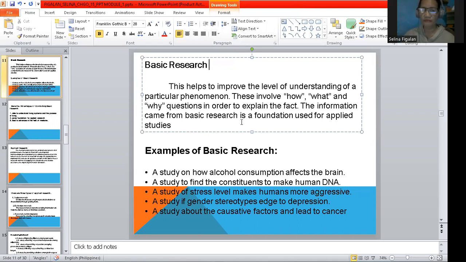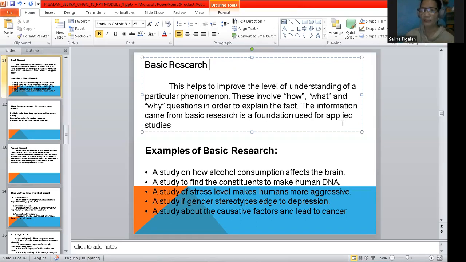The information came from this basic research foundation used for applied studies. Okay, so pag nakakuha na kayo or nakagather na kayo ng information, you have to apply this into an applied research, which means kailangan mo ng data to prove that this problem can be solved through your data.